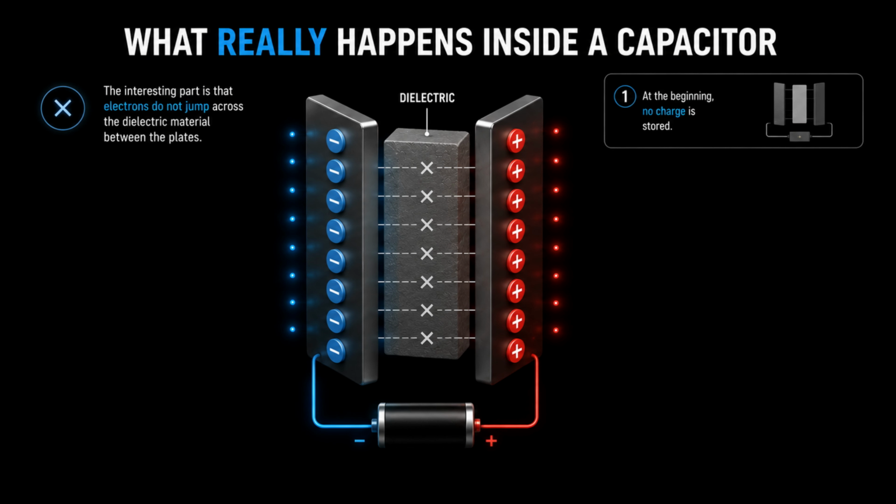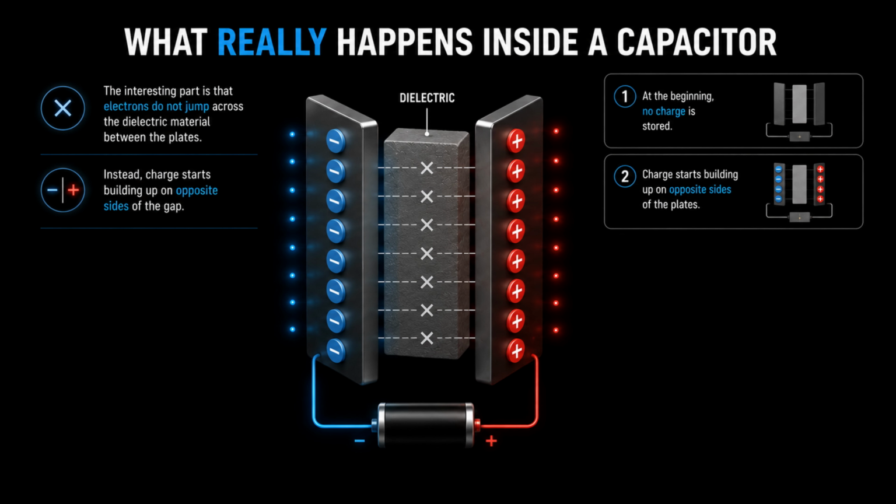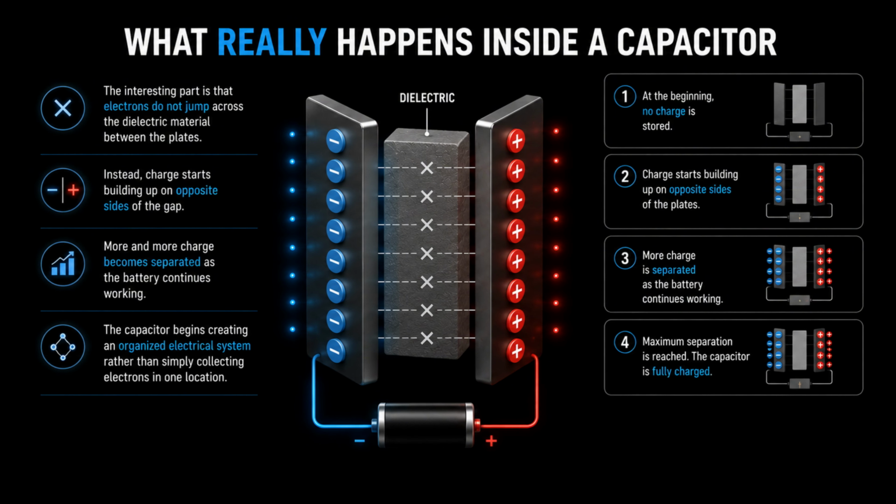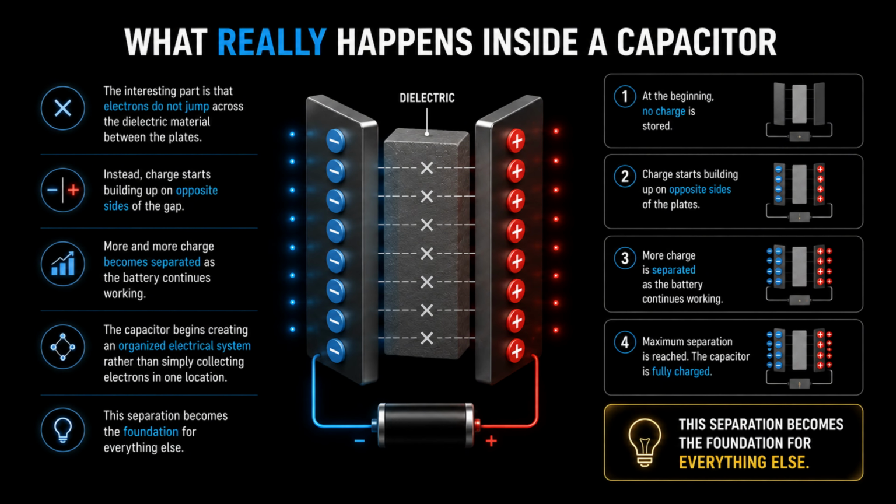The interesting part is that electrons do not jump across the dielectric material between the plates. Instead, charge starts building up on opposite sides of the gap. More and more charge becomes separated as the battery continues working. The capacitor begins creating an organized electrical system, rather than simply collecting electrons in one location. This separation becomes the foundation for everything else.